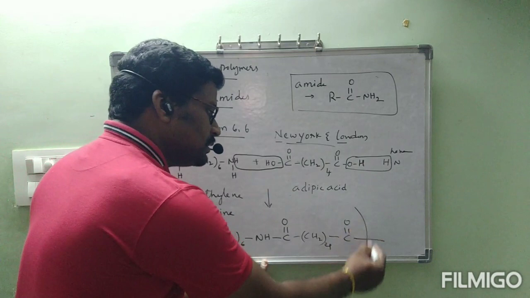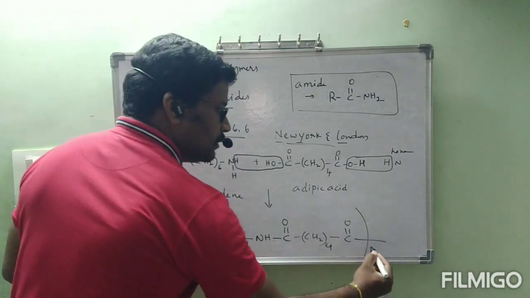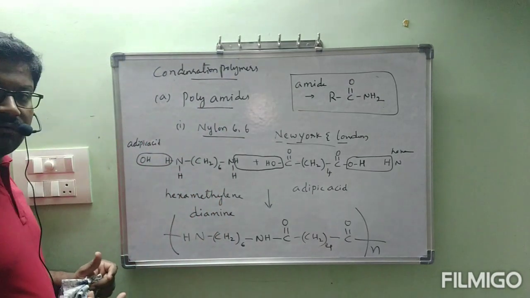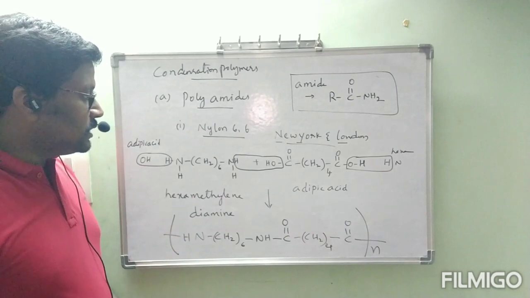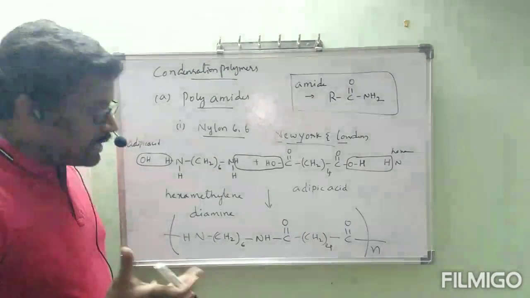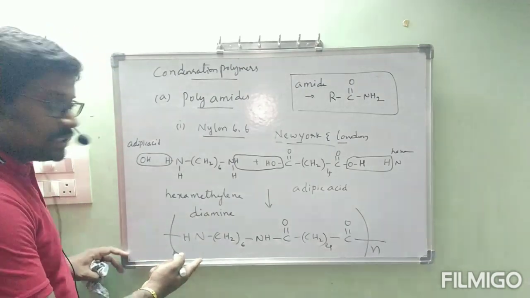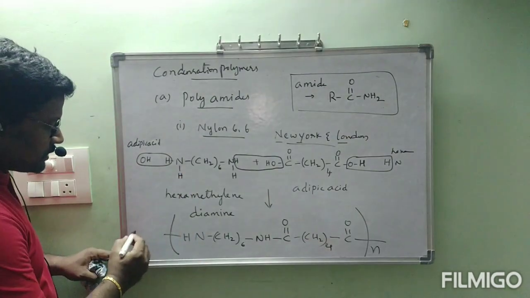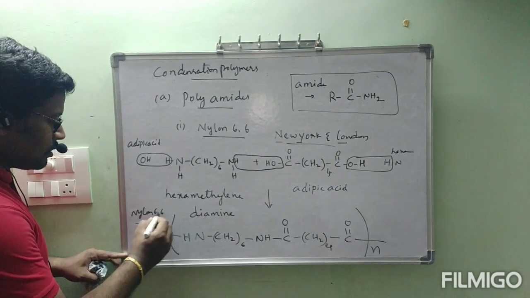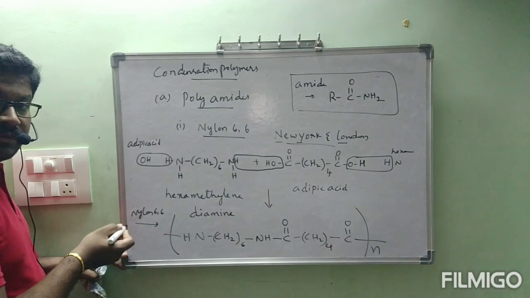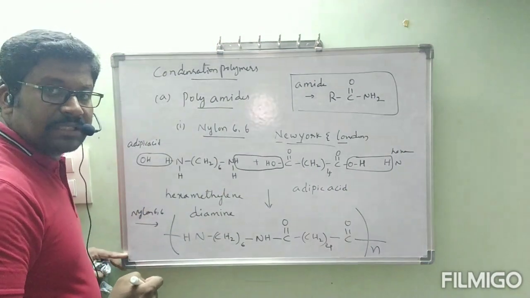See, continuation. N means how many molecules of hexamethylene diamine and how many molecules of adipic acid are combined, we can't say. N molecules. Now observe this. This is the polymer. This is called nylon 6,6. What are the monomers? Hexamethylene diamine and adipic acid.